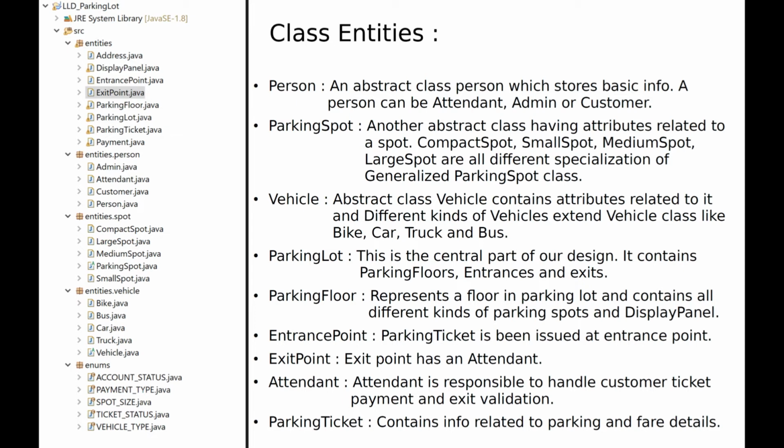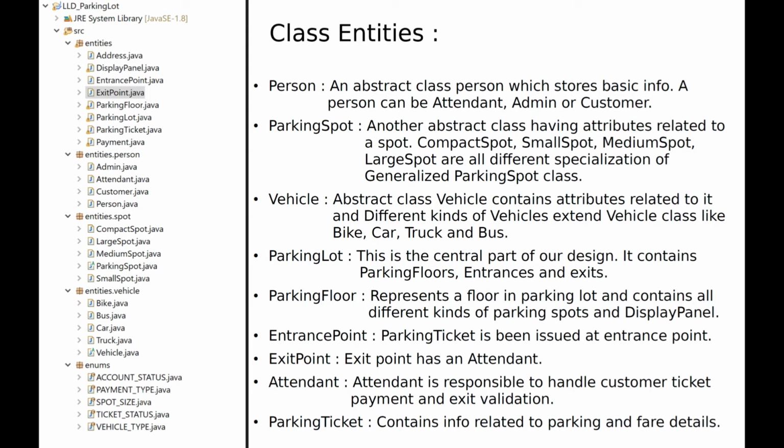Similarly, we have the vehicle abstract class. A vehicle can be of different shape and size. We have classified vehicles into four categories: bike, car, truck, and bus. So the center of our design lies in the parking lot class. It contains parking floors, entrances, and exits. Each floor in the parking lot is represented by the parking floor class. Every floor consists of different sorts of parking spots and a display panel.